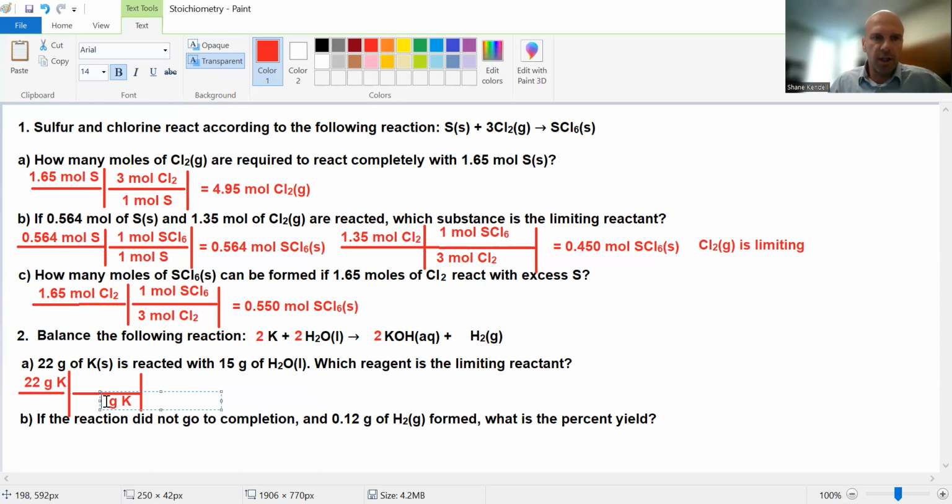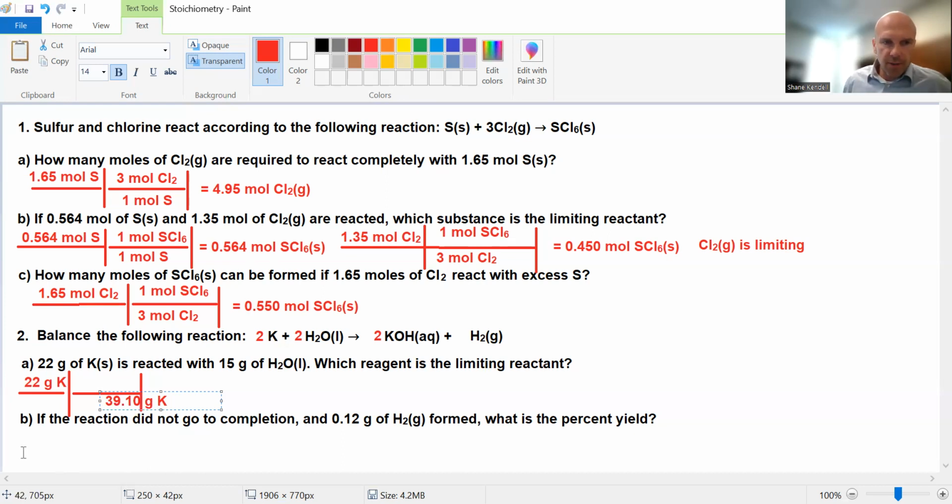So we're going to want to convert into our moles. So when I do that, I would be looking at some quantity of grams that's going to go into the moles of potassium. So when I look at my periodic table, I see that potassium is 39.10 grams per mole. So I make sure I look at that.